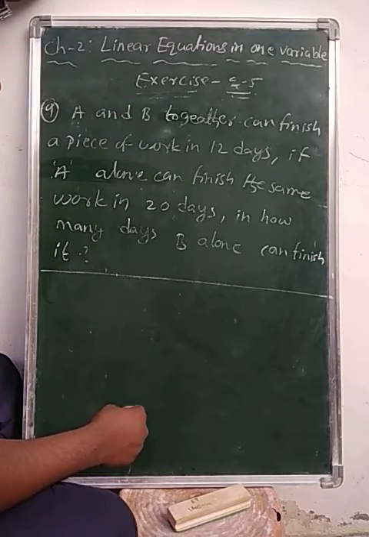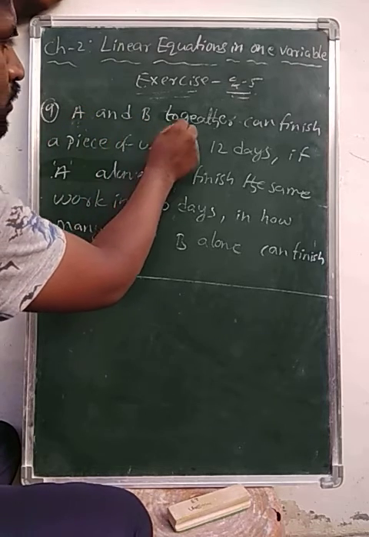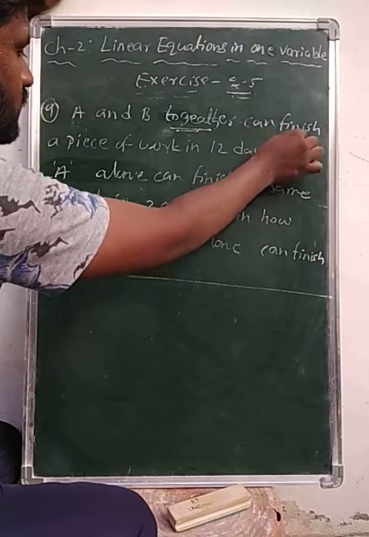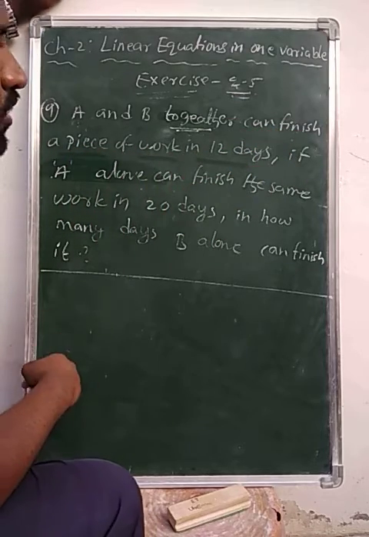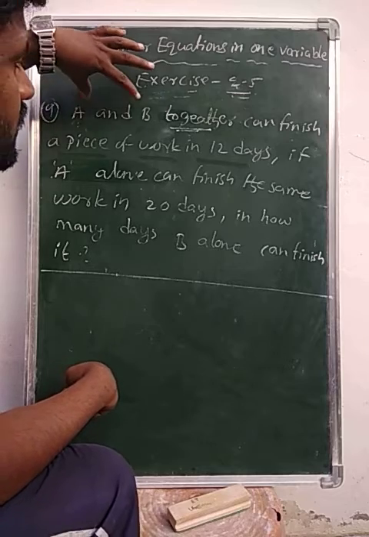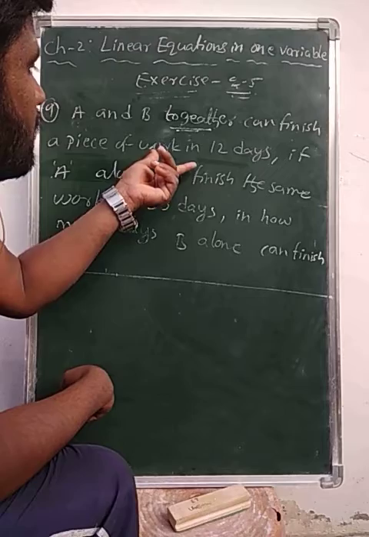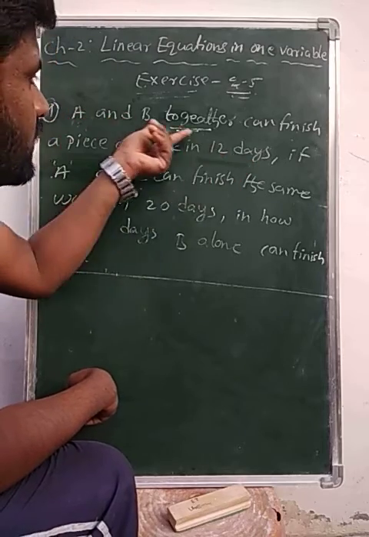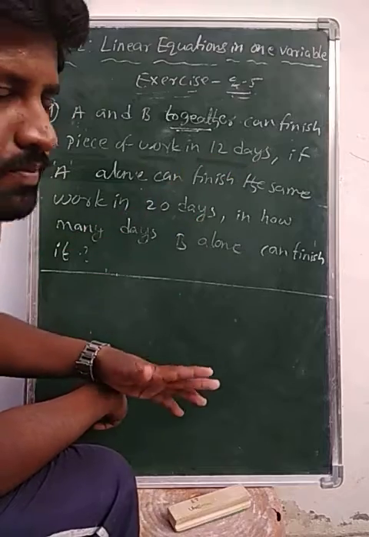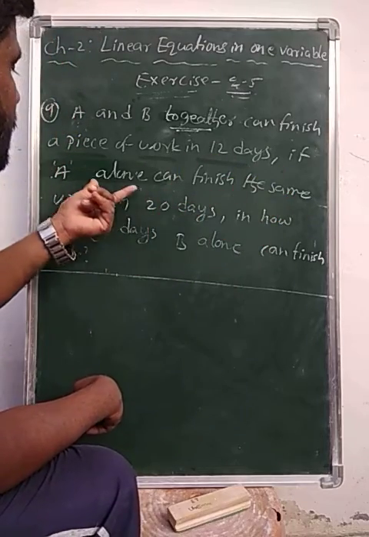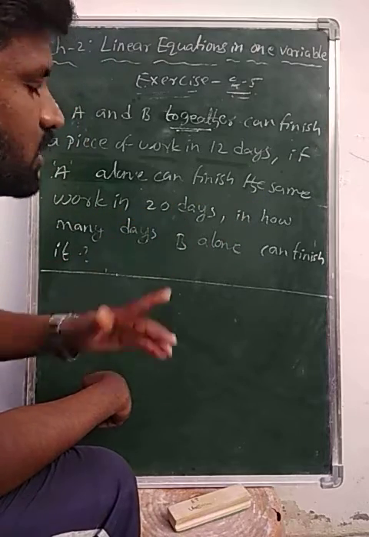The question is given: A and B together can finish a piece of work in 12 days. Okay na? A and B together, in how many days will they complete a work? They finish the work in 12 days. A and B together can finish a piece of work in 12 days. If A alone can finish the same work in 20 days.